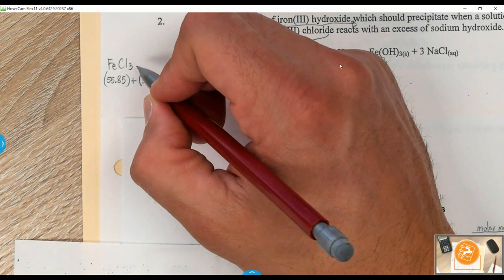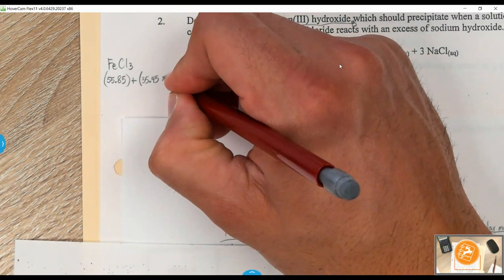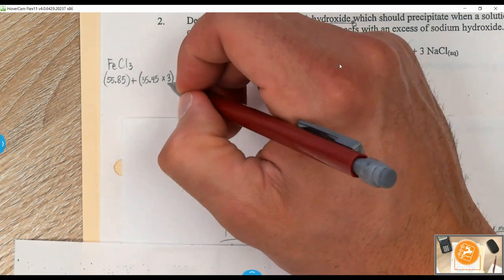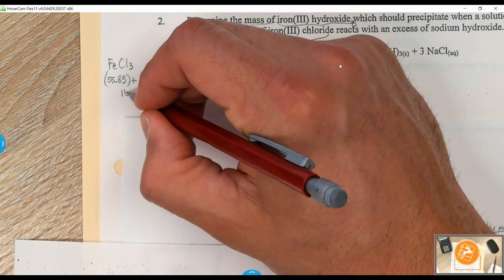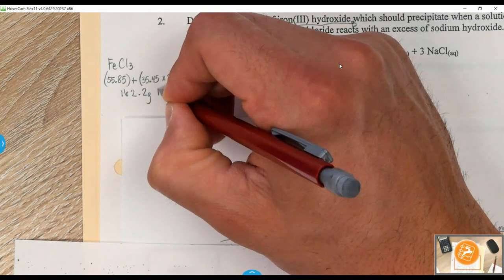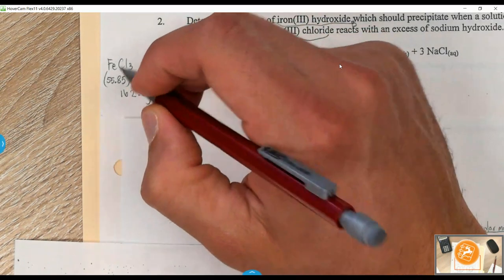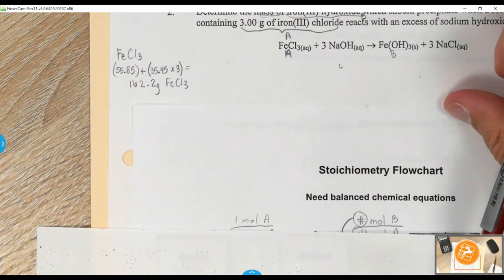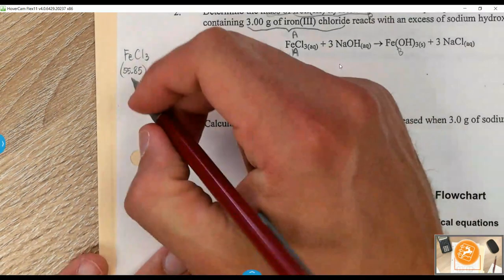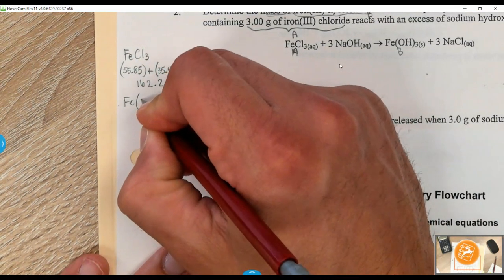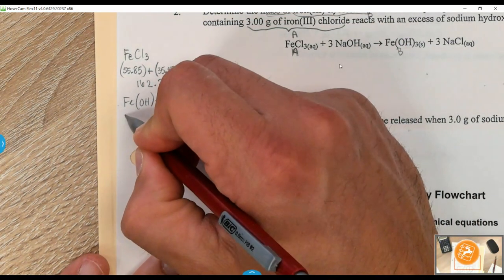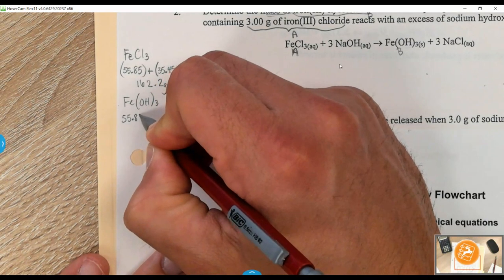How many chloride are there? 3. So you have to multiply just the chloride by 3, not the whole thing together. All right? Throw this into your calculator. We're going to spit out an answer here of 162.2 grams of iron 3 chloride. And substance B was iron 3 hydroxide. So with that, Fe(OH)3. So iron, there's only one Fe, so that is your 55.85.